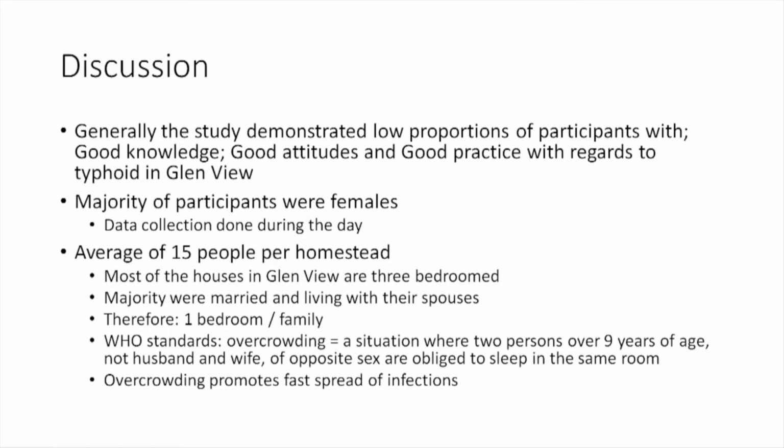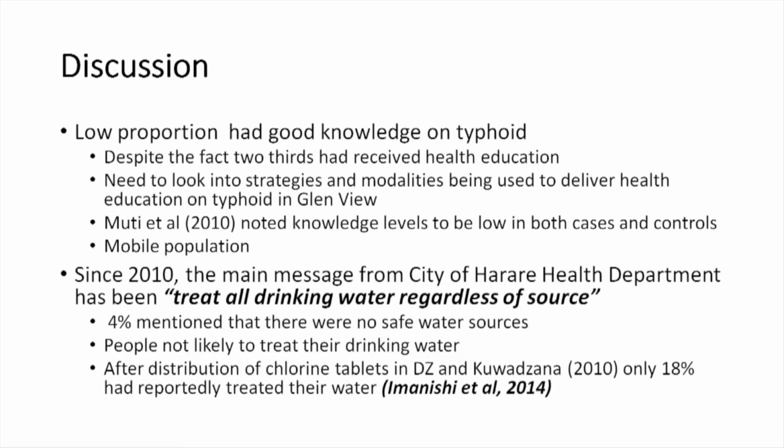And the majority of our participants were females, we think, because we collected the data during the day and also during the week. That was Monday to Friday. Then there's an average of 15 people per homestead. And in this area, most of the houses are 3-bedroomed, and people are living with their spouses, so it translates to like 1 bedroom per family. So there is an overcrowding problem there in Glenview.